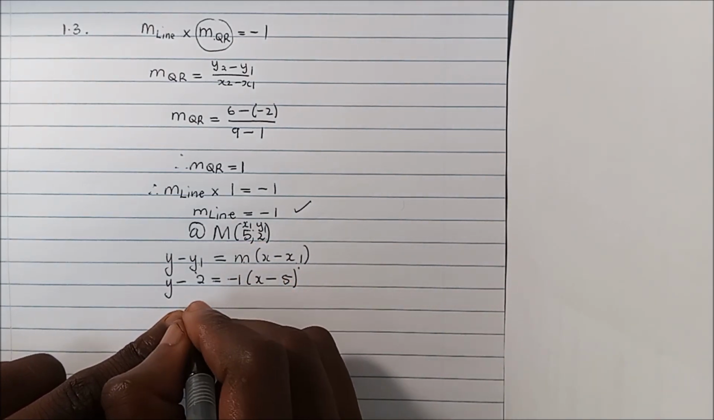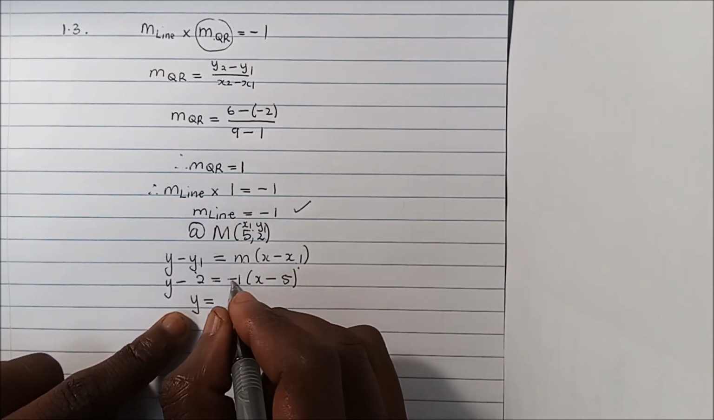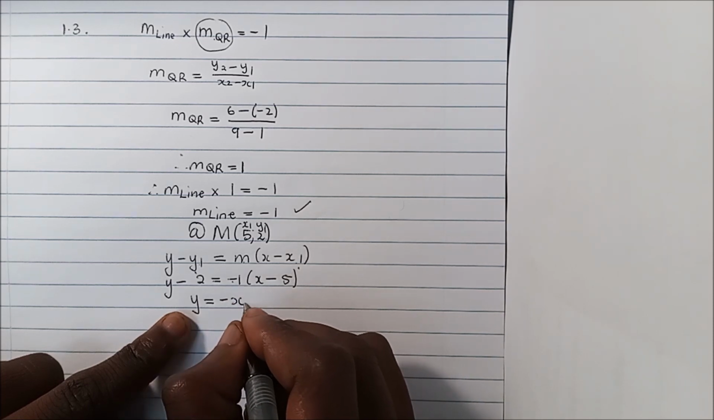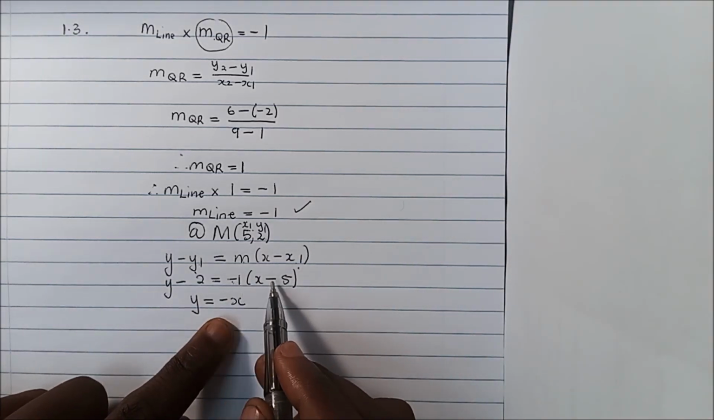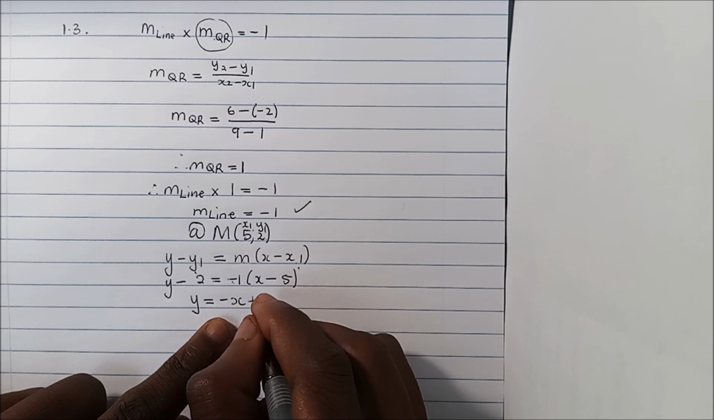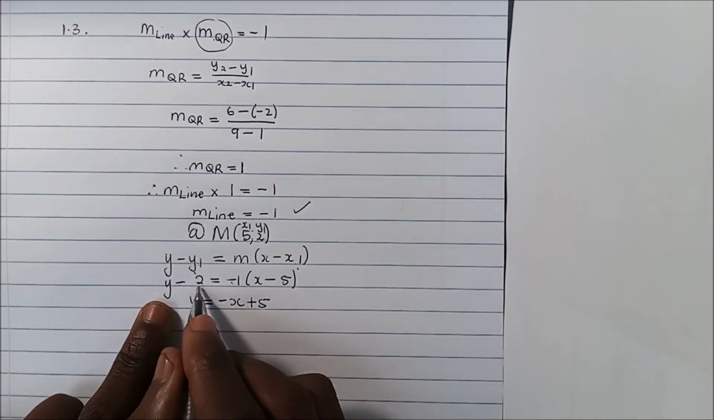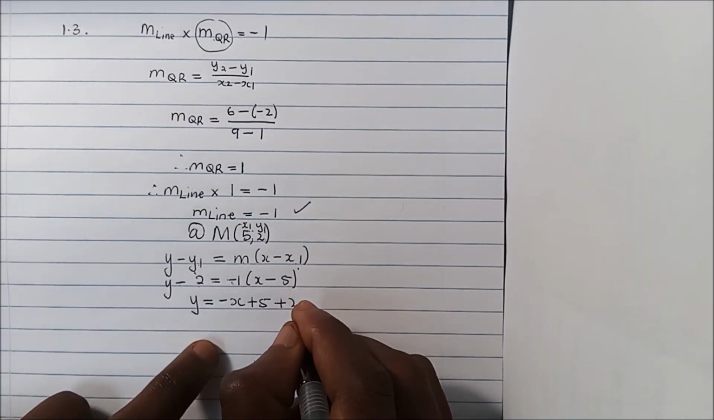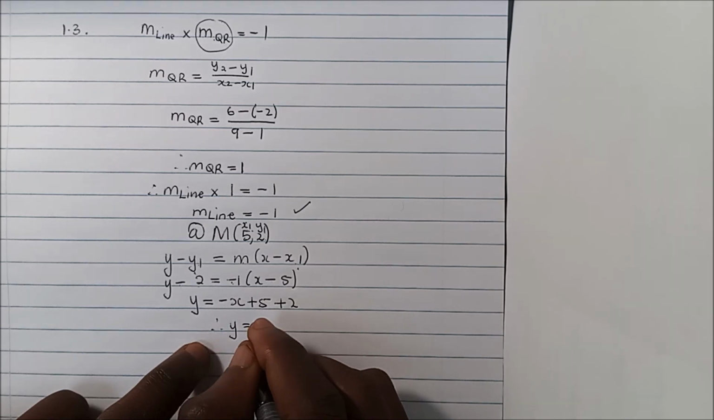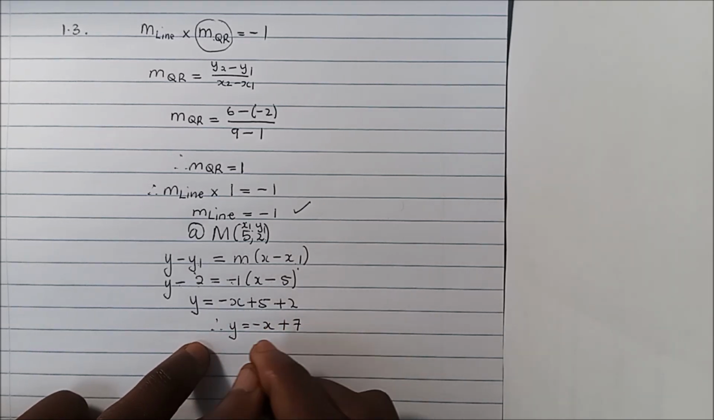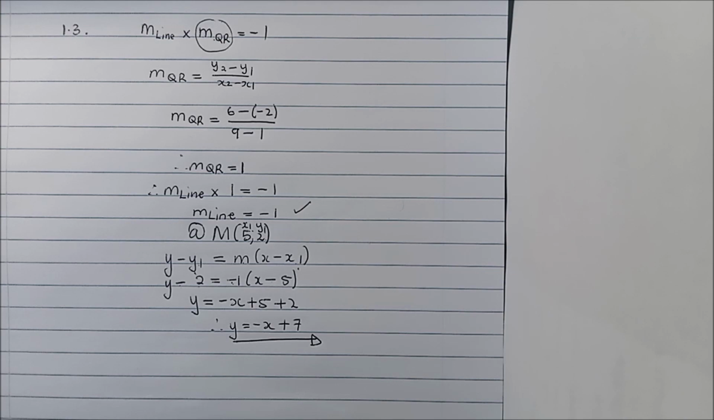And then we manipulate. So -1 times x, that's -x. -1 times -5, that's +5. And then we transpose that -2 to the other side, that will be +2. So y will be -x plus 7. So that's the equation of that line that they're talking about.